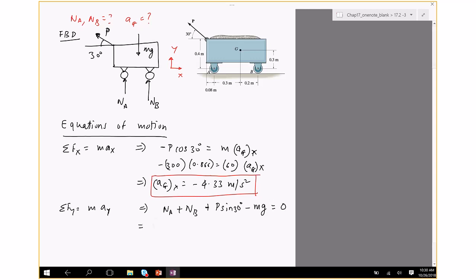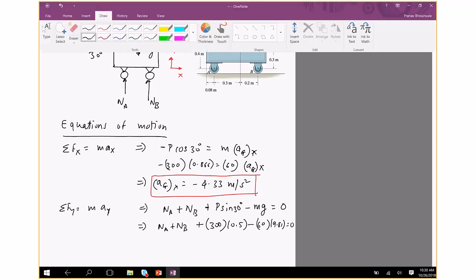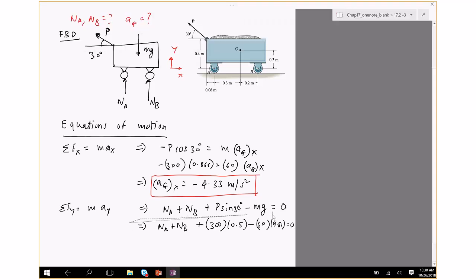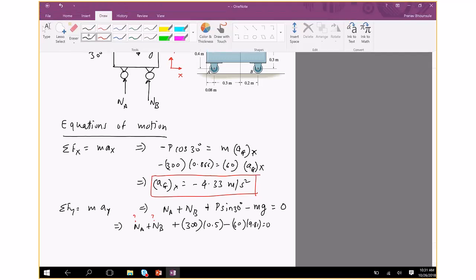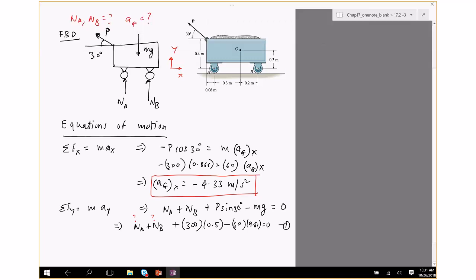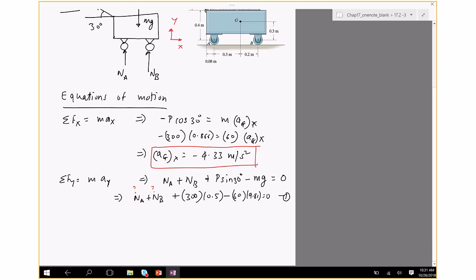Okay, so NA plus NB plus 300 sine 30, which is half, minus 60 times 9.81 equals 0. So that is an equation with two unknowns, NA and NB, and I cannot solve for those two using one equation. So I'll call that equation 1, and I'll wait for another equation to show up which I can use to solve for NA and NB.